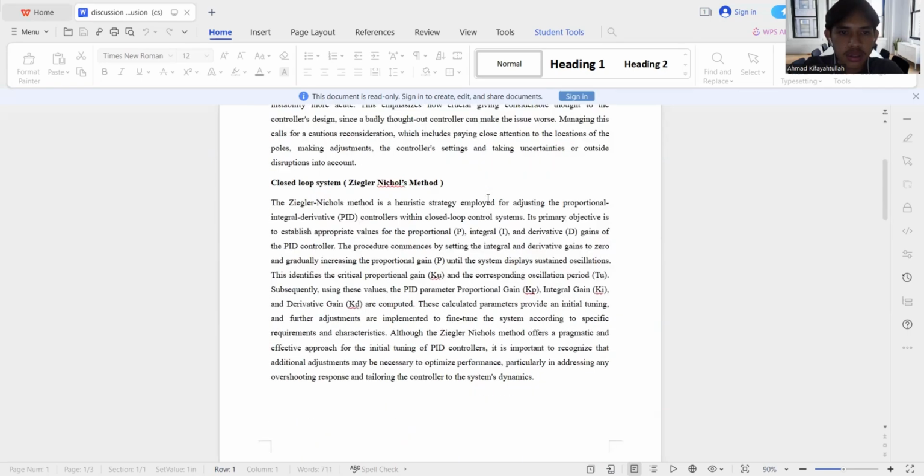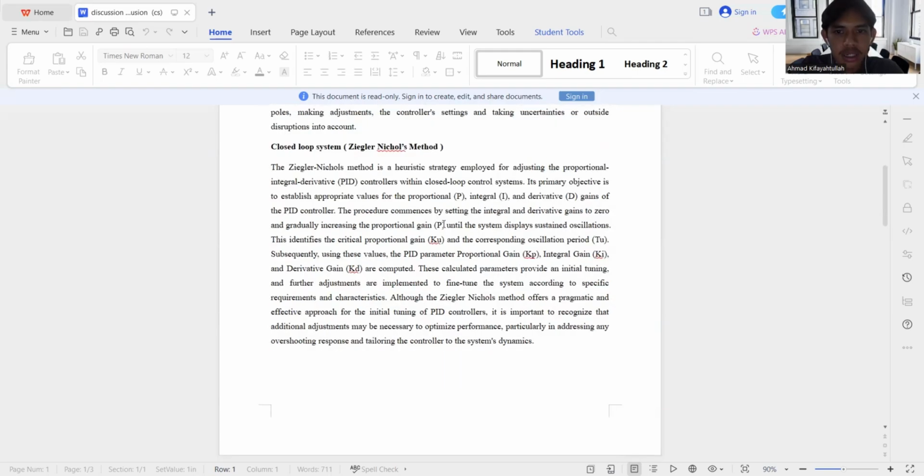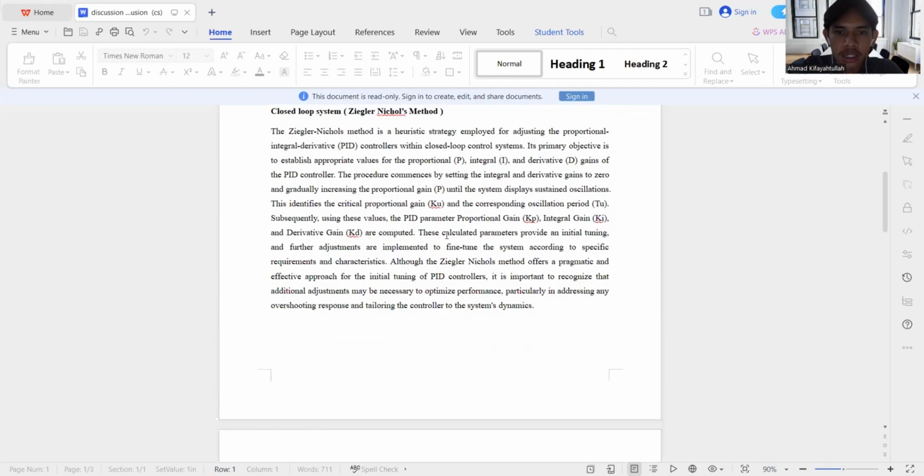Next, for the closed loop system, Ziegler-Nichols method. Its primary objective is to establish appropriate values for the proportional, integral, and derivative gains of the PID controller. The procedure commences by setting the integral and derivative gains to 0 and gradually increasing the proportional gain until the system displays sustained oscillation.